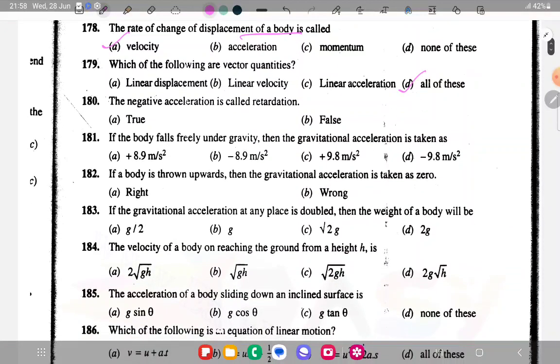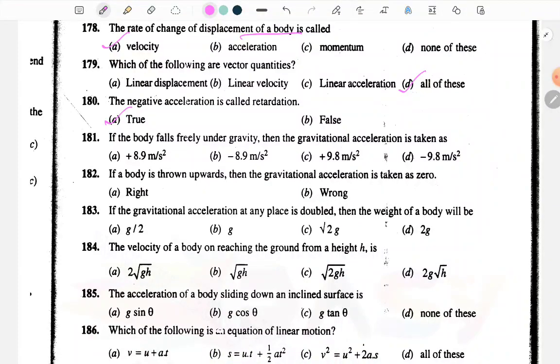Negative acceleration is also called retardation. When balls fall freely under gravity, the gravitational acceleration is taken as plus 9.8. If it is going up, it is minus 9.8. When the body is thrown upward, the gravitational acceleration won't be taken as 0, it will be taken as minus 9.8.